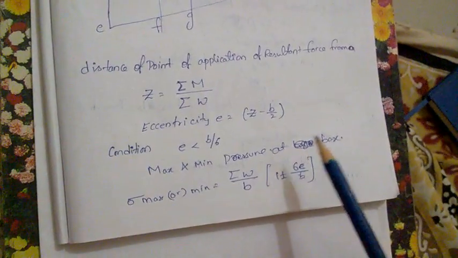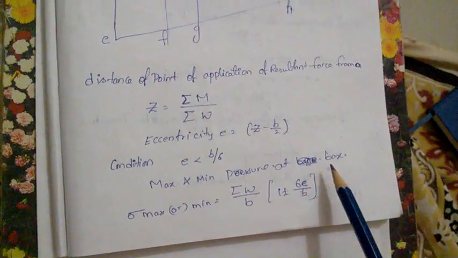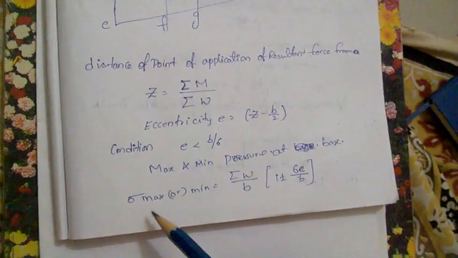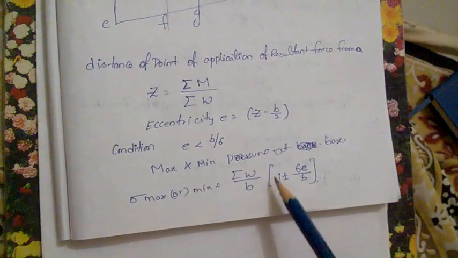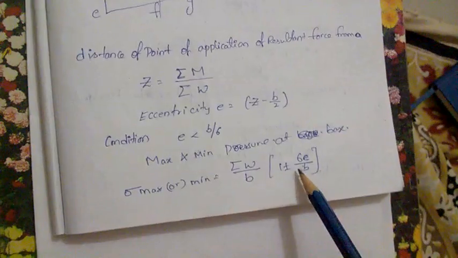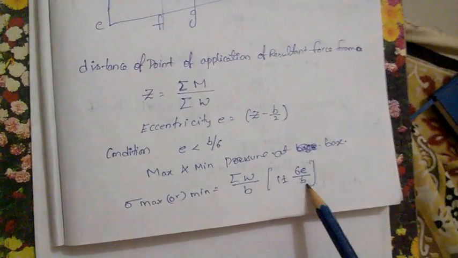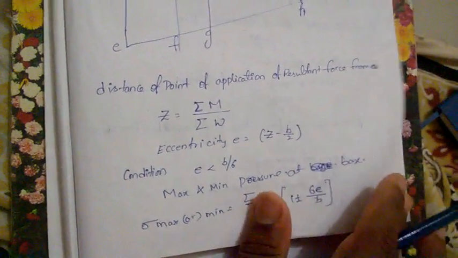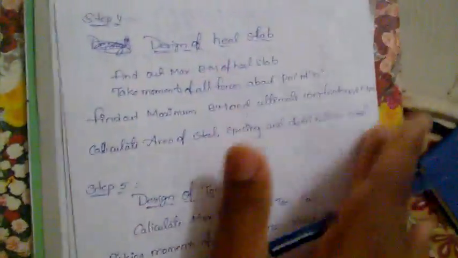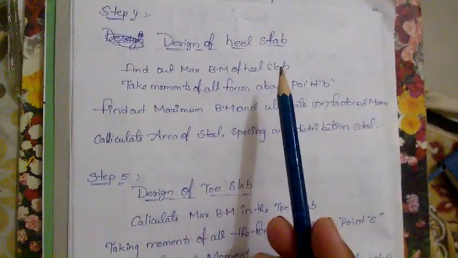Maximum and minimum pressure at base. We should find the maximum and minimum pressure. Sigma maximum or minimum is equal to sigma W by B into bracket 1 plus or minus 6e by B. What is meant by sigma? It is nothing but the stress minimum or stress maximum. Means we know that we should find the stress also. Okay. Now step 4, design of heel slab.